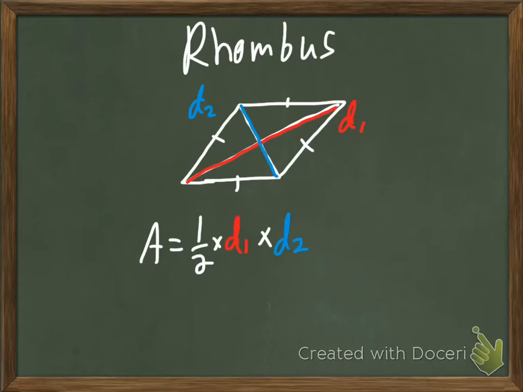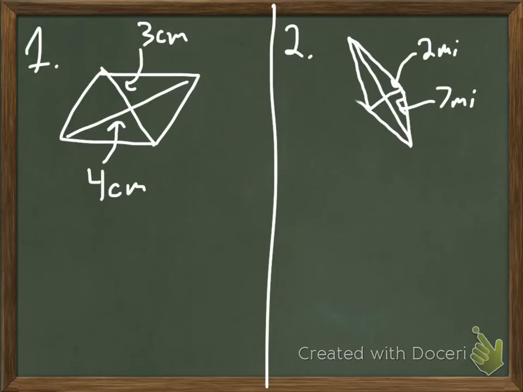And normally when you talk about a rhombus and they ask you to find the area of it, this is kind of like the way they do it. It's 1/2 times diagonal 1 times diagonal 2. What you do is you take the two diagonals, multiply them together, and multiply by 1/2 or divide by 2. Same thing. So using that formula, go ahead and try these two examples.